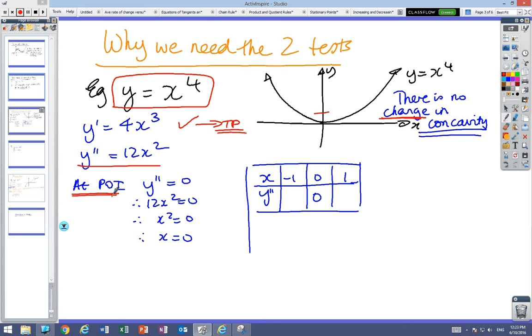So if we only had one test at the POI, y double dash equals 0, so 12x squared equals 0, so x squared equals 0, so x equals 0. Now, on either side, when I chuck in those values, I get a positive number and a positive number. Okay, so there's no change in sign, and we don't have a change in concavity. Okay, so we need to have two tests. Otherwise, this test would say there is a point of inflection at 0, but there isn't one. Okay, so the second test is important. So copy that, and we'll do some examples of where you can actually find POIs.